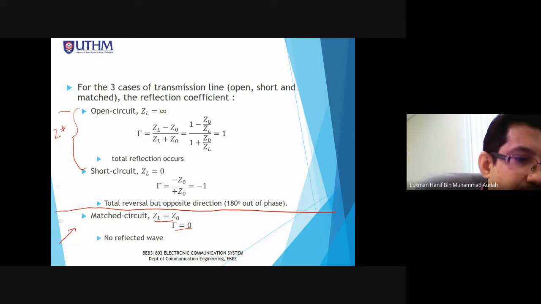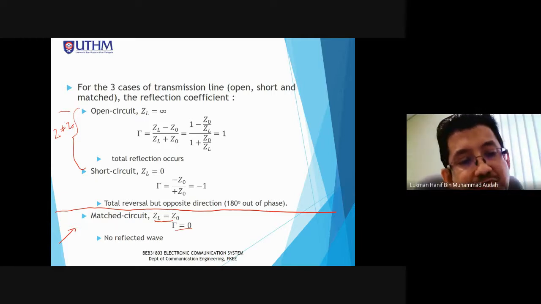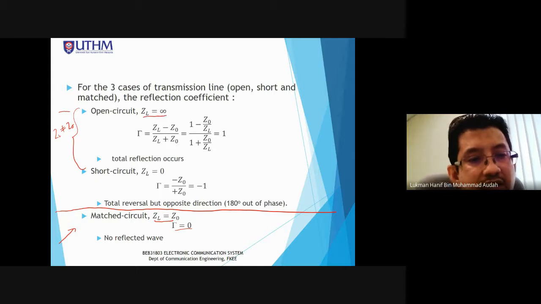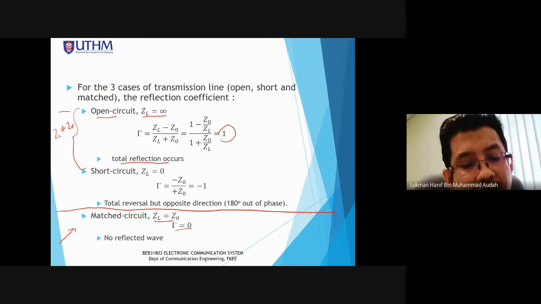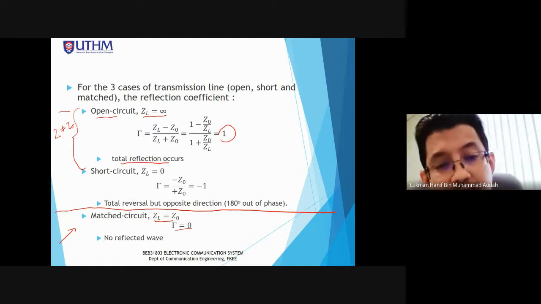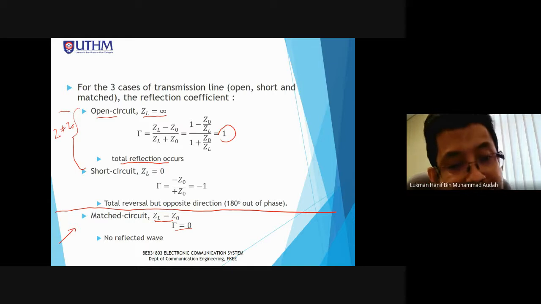Load impedance not equal to characteristic impedance. So ada dua extreme cases yang mana ZL equal to infinity for open circuit, litar terbuka. So the reflection coefficient will be equal to 1. Total reflection occurs. Kesemua incident wave akan dipantulkan semula kepada source.